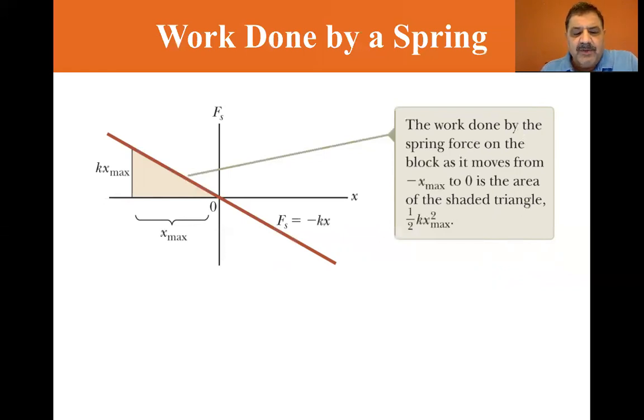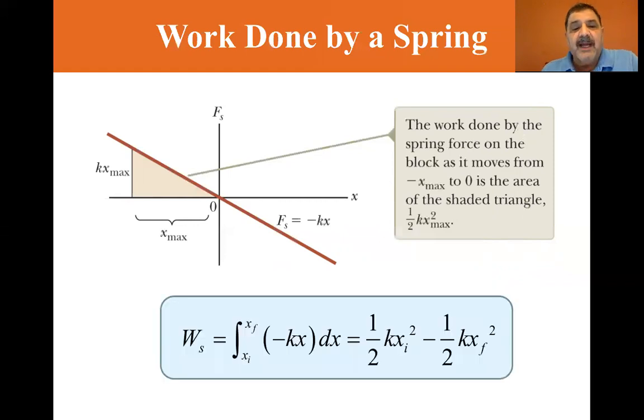If the block undergoes an arbitrary displacement from x equals x initial to x equals x final, the work done by the spring force on the block is the integral from x initial to x final of minus kx dx, which is equal to 1/2 k x initial squared minus 1/2 k x final squared. The work done by the spring force is equal to 0 for any motion that ends where it began, that is, x initial equals x final.